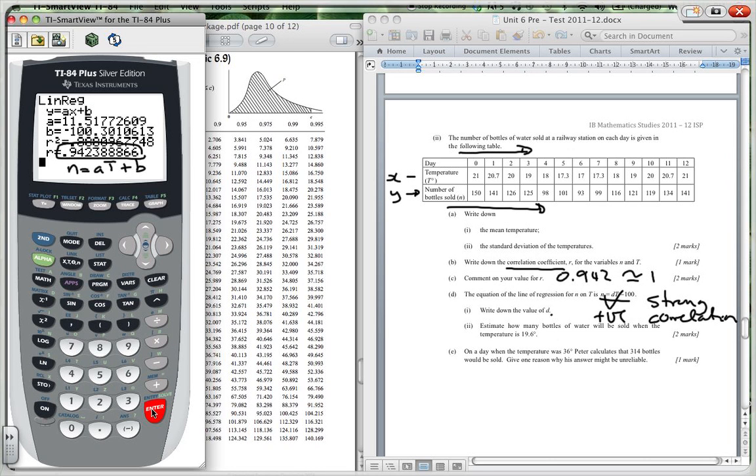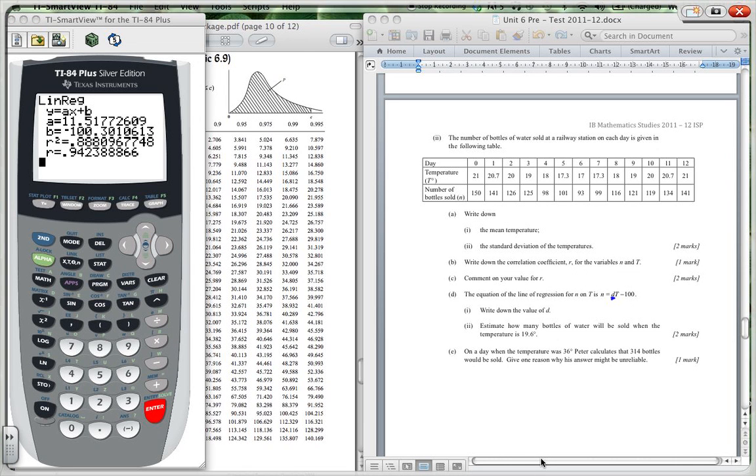Then it says write down the value of D. Now D is this value over here, and it corresponds to the temperature here, this one over here. So that will be this value over here. That would be your 11.52 or 11.5. So as you can see here, you've got dt, so that corresponds to your a. That's your value in front of your x in this formula over here. So it's this one over there.